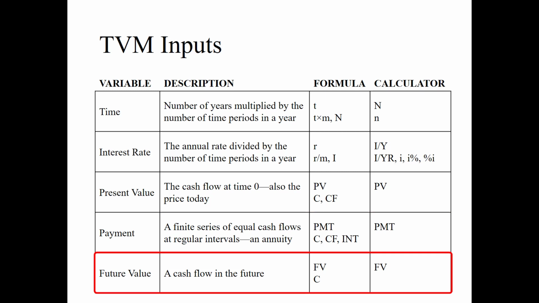Our future value is simply going to be a cash flow that occurs in the future. In most cases, it will be denoted by FV, and again, depending on the context, it may be identified by a C. So again, these are our time value of money inputs, and we will use these inputs for our time value of money exercises.